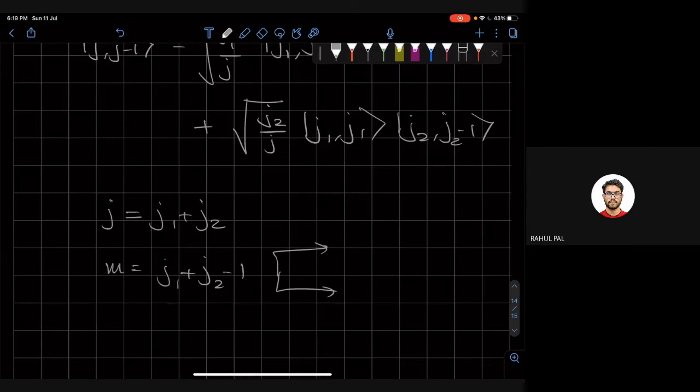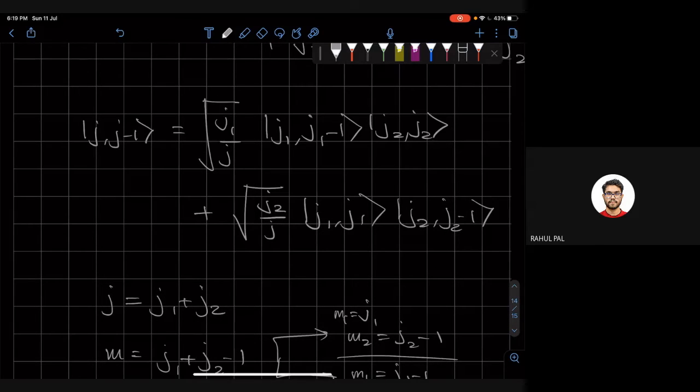There are two states. One is the state where m1 remains j1, but m2 becomes j2 minus 1. And the other one, m1 becomes j1 minus 1, m2 remains j2. And it's a linear combination. Okay, so let me stop there, and I think you should go and review this, and I will finish this up next time. And maybe also start from a little bit back.